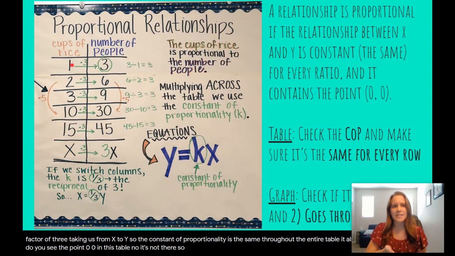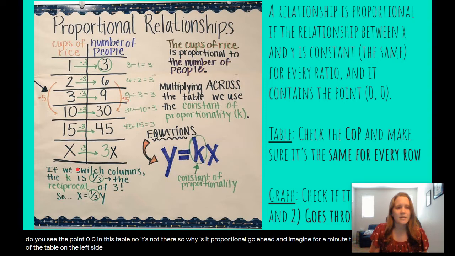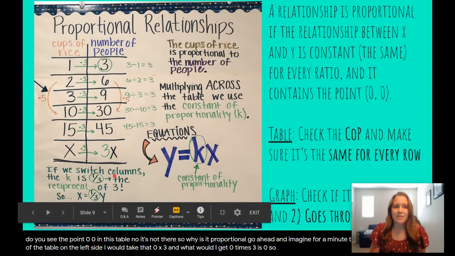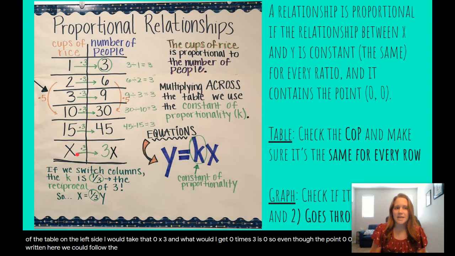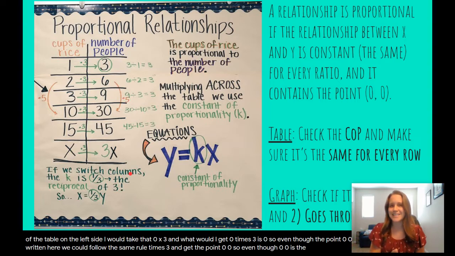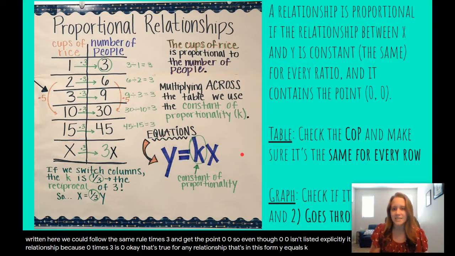No, it's not there. So why is it proportional? Go ahead and imagine for a minute that I put 0 on this side of the table, on the left side. I would take that 0 times 3, and what would I get? 0 times 3 is 0. So even though the point 0, 0 is not included, it's not written here, we could follow the same rule times 3 and get the point 0, 0. So even though 0, 0 isn't listed explicitly, it does appear in this relationship because 0 times 3 is 0. That's true for any relationship that's in this form, y equals kx.